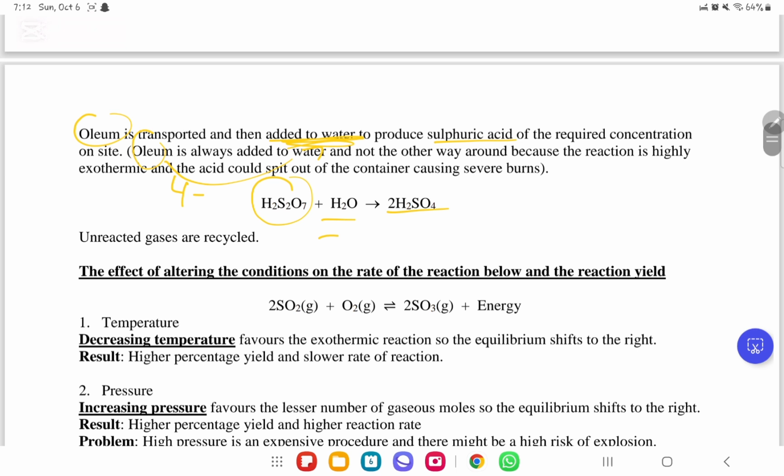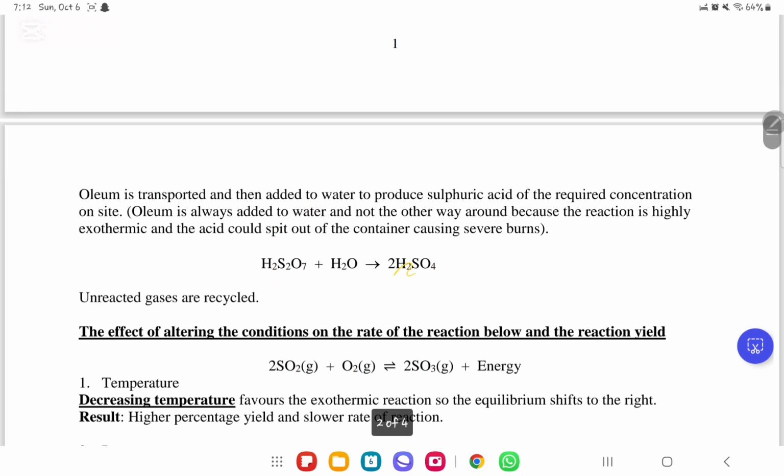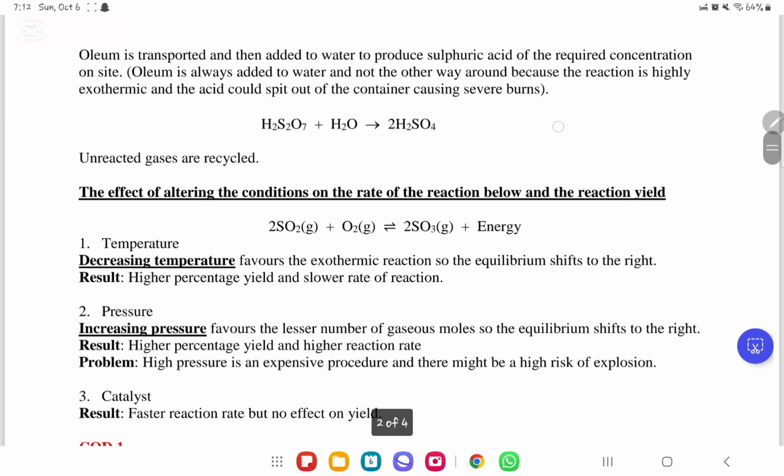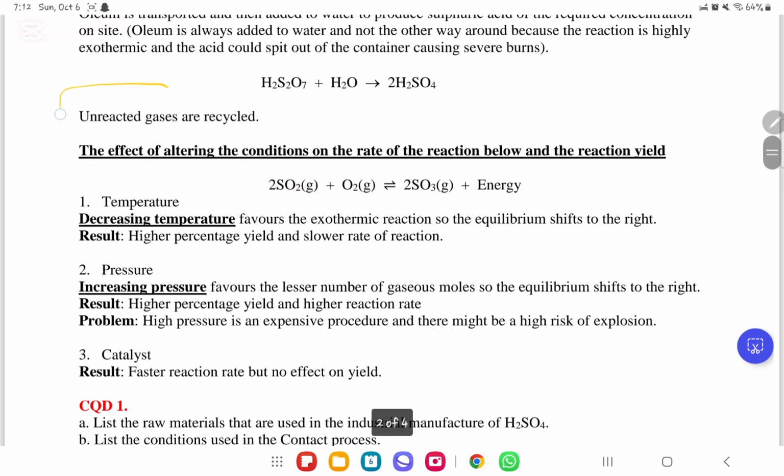And not the other way around, meaning that we do not put the water into the H2SO4. Why? Because it's extremely exothermic, it will cause a lot of heat, and the acid could spit out, causing severe burns. So the unreacted gases at the end of our 4 steps to produce sulfuric acid are recycled.